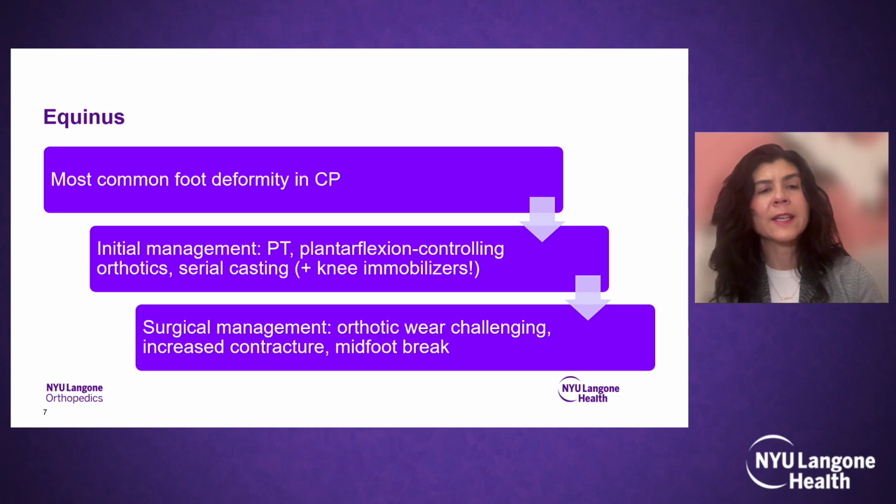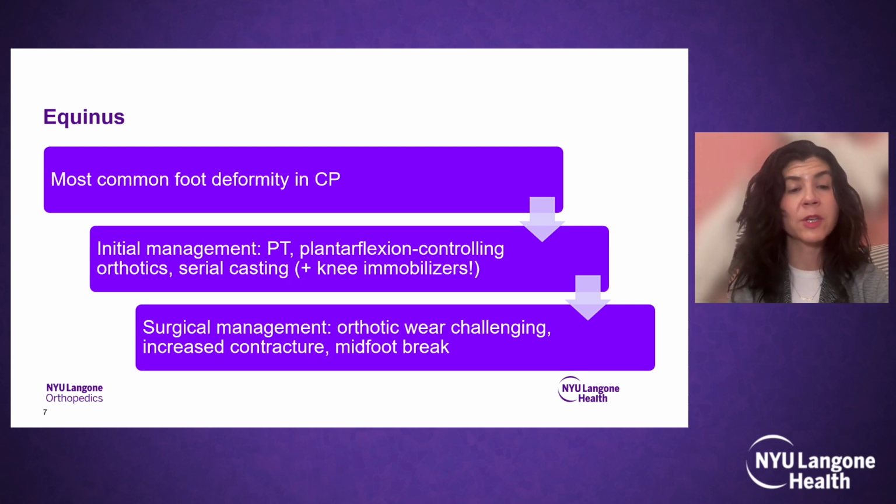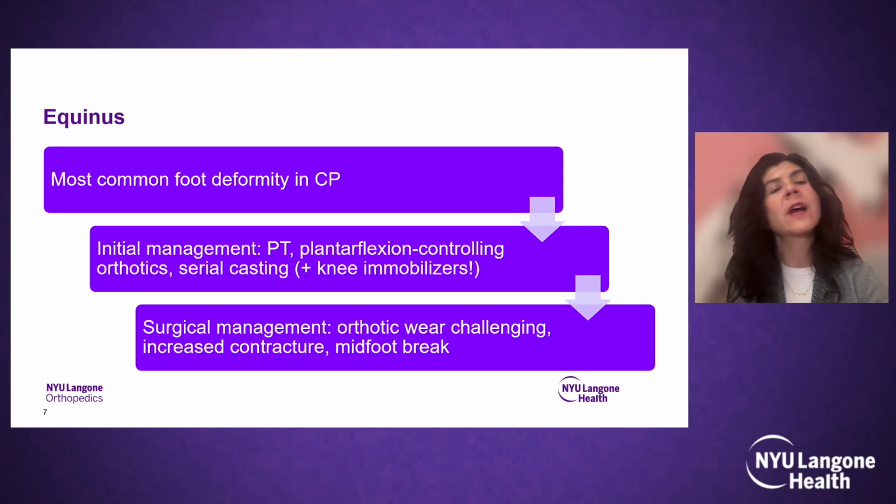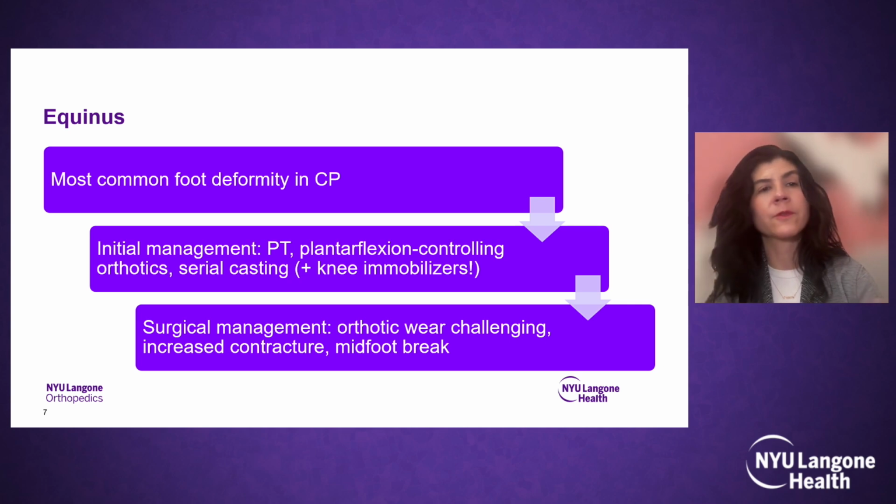So let's start with equinus. This is the most common foot deformity that we see in CP, and initially treated with physical therapy, plantar flexion controlling orthotics, which we'll hear about from Jessica Hubert in our next talk, as well as the consideration of something called serial casting, which is a way to cast out or give a little more motion for those kids, especially the very little ones who do have a bit of equinus contracture and for various reasons may not be operative candidates.